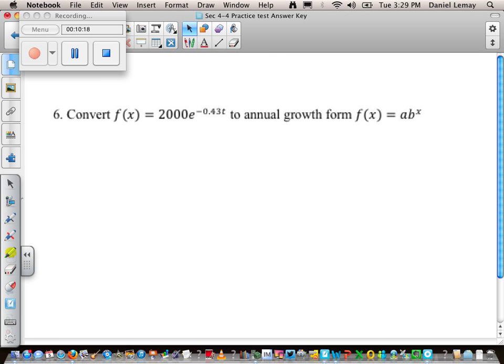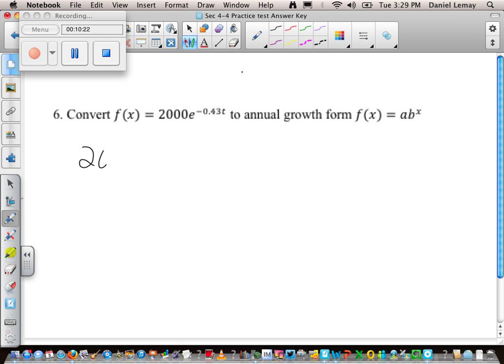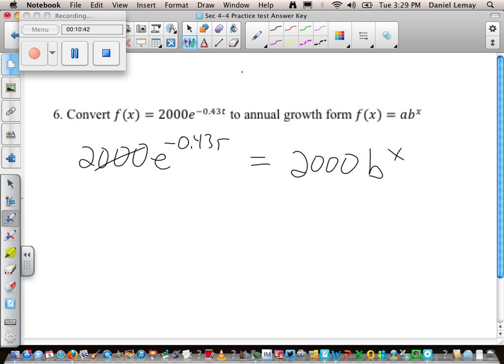Okay, this is from section 3. A number of you got this wrong last time, which is why I wanted to make sure you got it this time. I know I have this equation in the form 2000 e to the negative 0.43t, and I want to write it in this form. I want to make these two equations equal. Well, the 2000, the initial value, doesn't matter anymore. It's on both sides, so I could divide both by 2000 and be done with it.